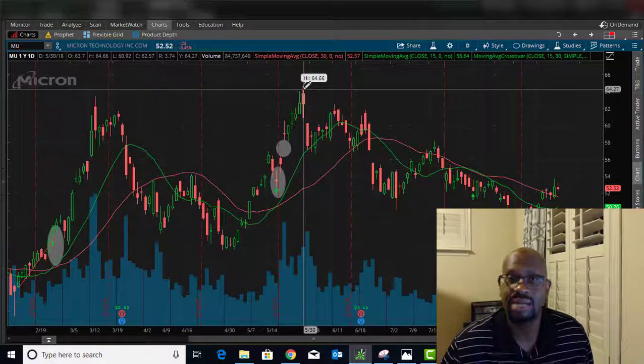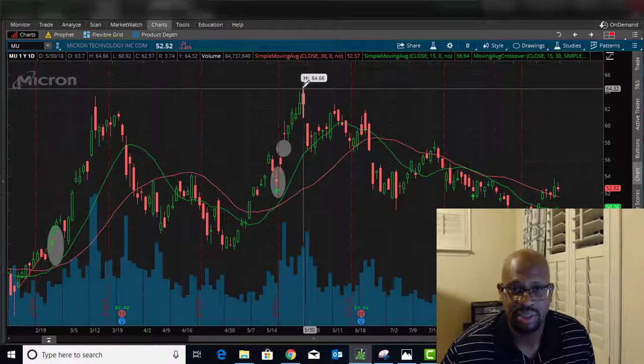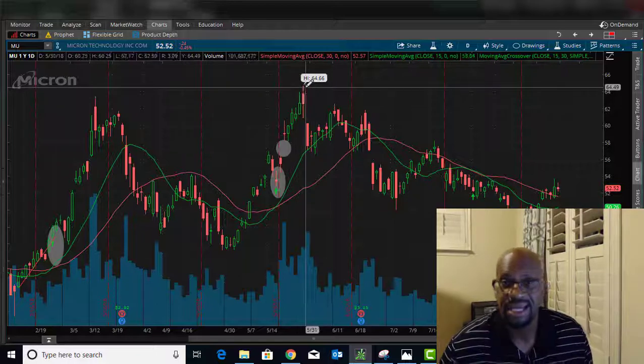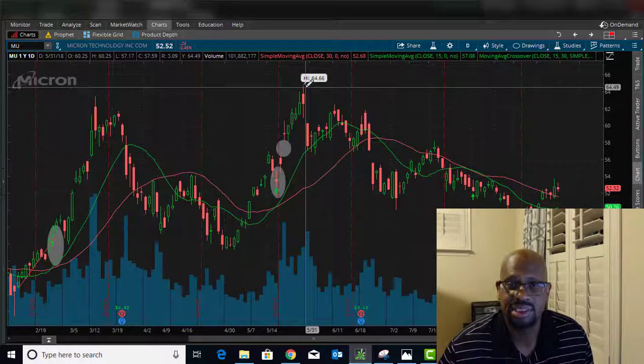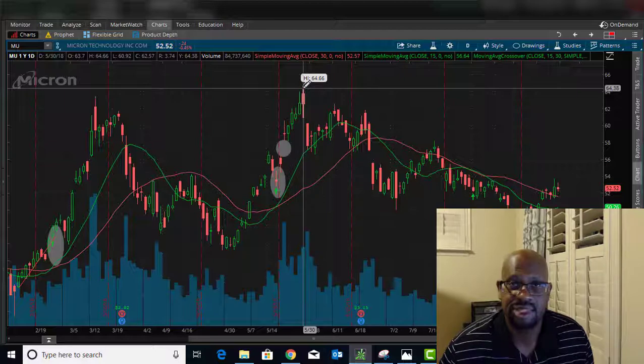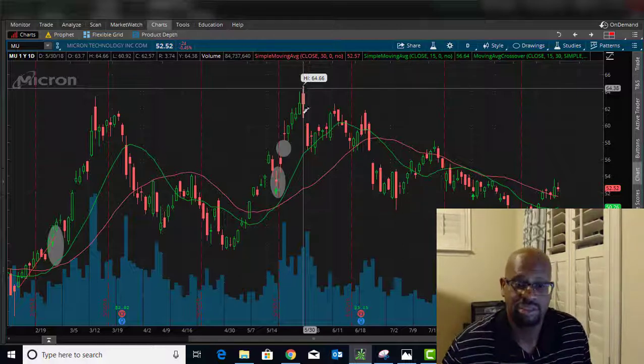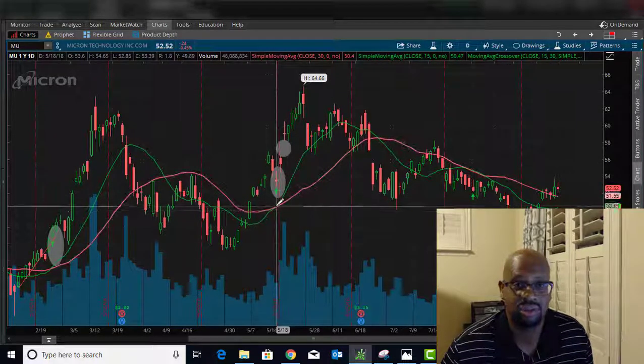Now this doesn't always happen to me, okay, where I'm able to take it all the way to the highest price. But fortunately in this case, I was able to do that. That's a $10 trade when it was all said and done. It was $10. It was awesome. But it all started because of this moving average crossover.